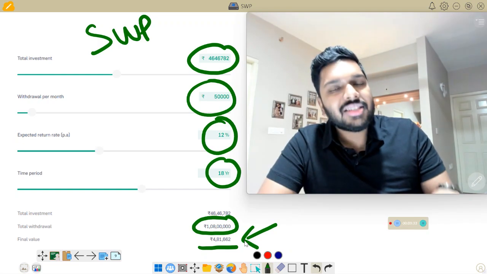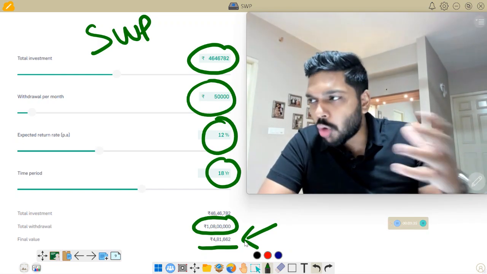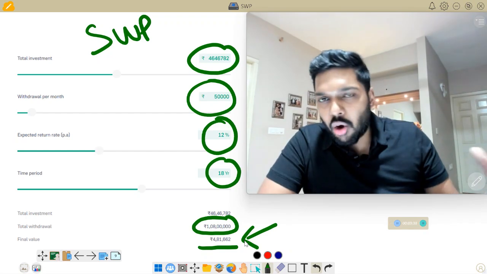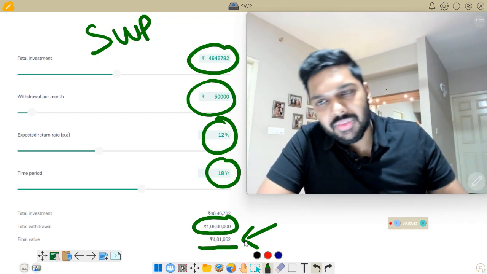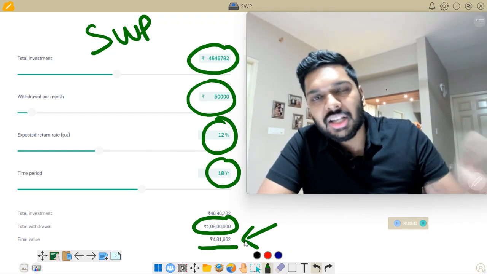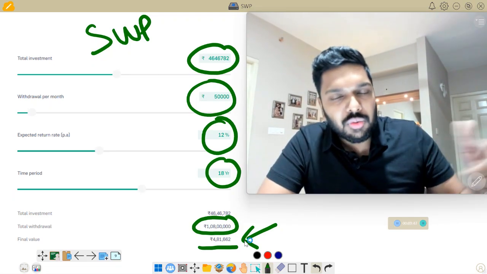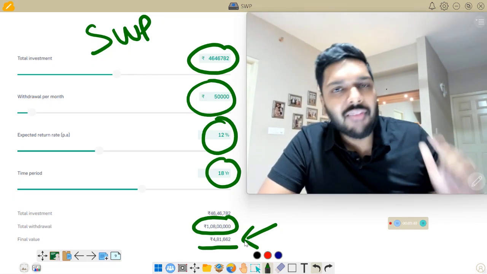Now this is how SWP works. That is, once you have a corpus or a fund that is built from your SIP or your investing journey, you can use that corpus to start withdrawing through SWP, so that even after a good amount of withdrawal periods, you still have a balance that is left.